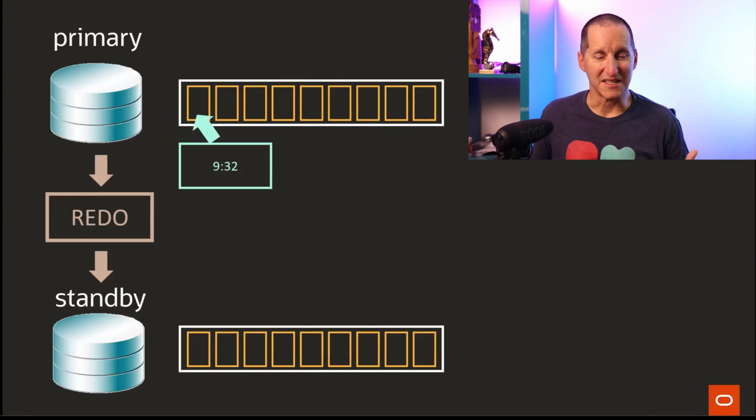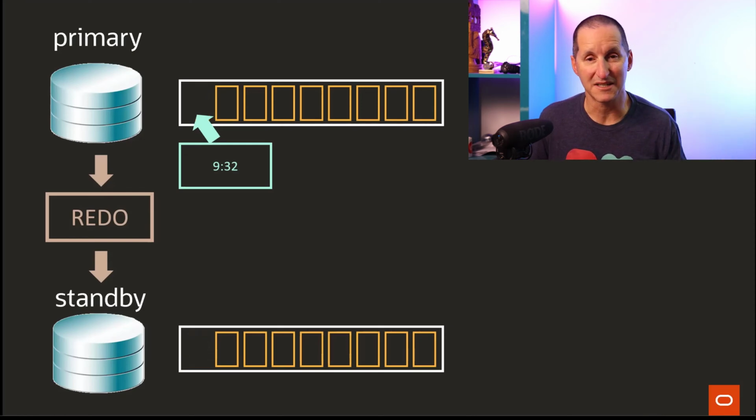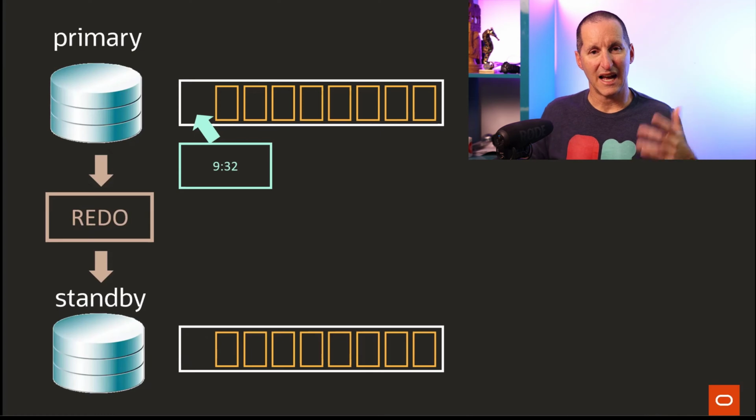So what that means is, as we saw here, I'm once again assuming that we have a change that we started at 9 o'clock and we rolled all the way through to 9:32, and we therefore had to throw away some 9 o'clock stuff. When we do that, the same thing happens at our standby site. As a result, the undo retention, or the undo duration, on your standby is pretty much exactly the same as the undo on your primary.